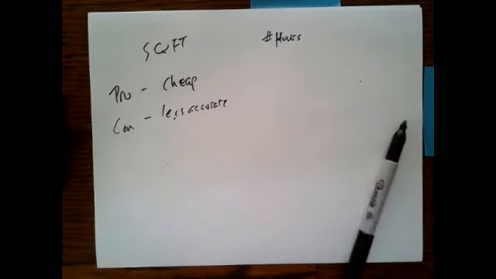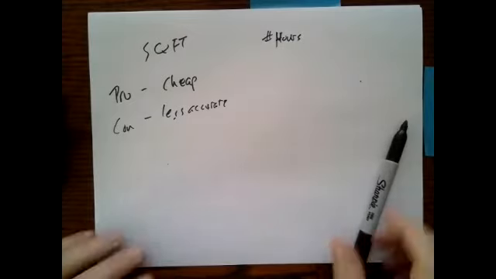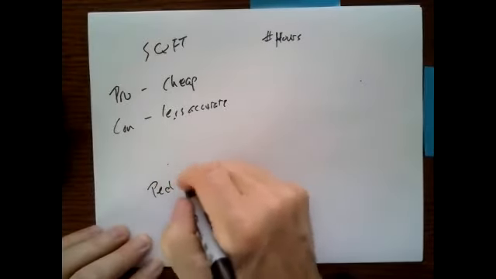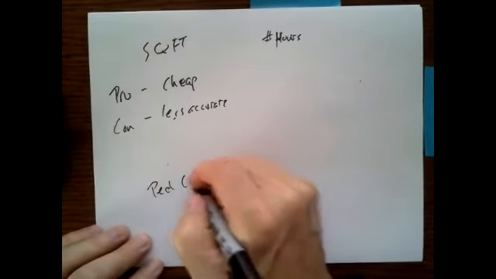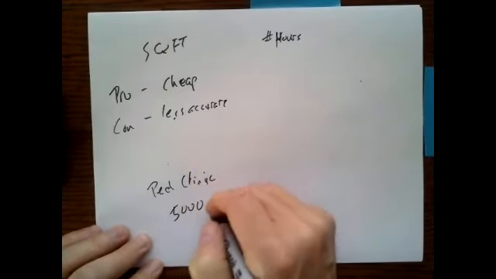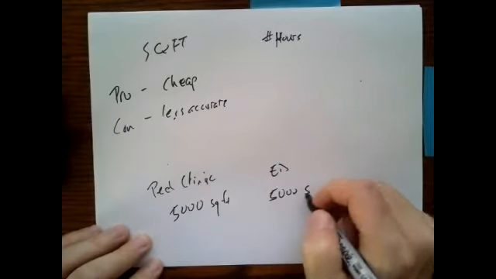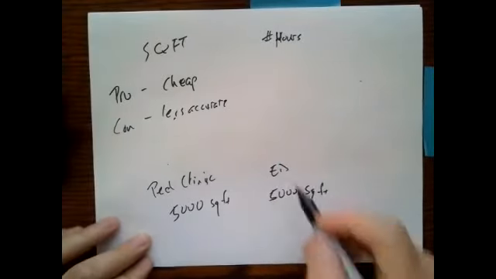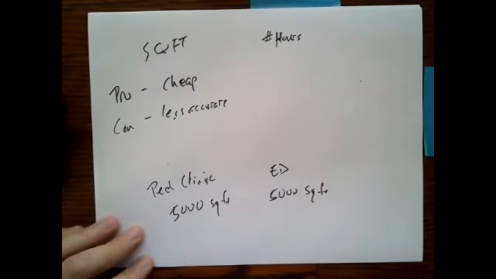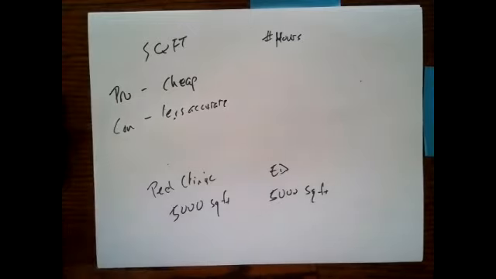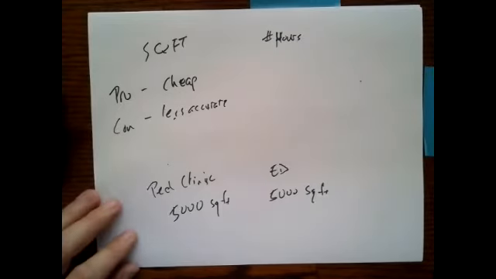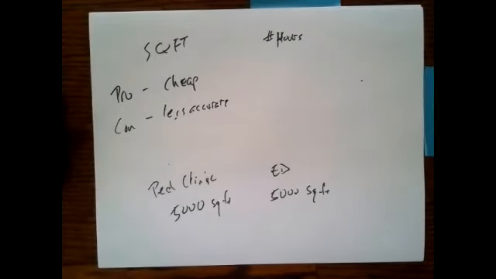Let's take an example that I think I used in class. Let's imagine we have a peds clinic with 5,000 square feet and an emergency department with 5,000 square feet. Under the square footage rule, they would split the cost 50-50 because they both have the same number of square feet. Which one actually takes more housekeeping expense to keep up? Hopefully the answer is obvious.